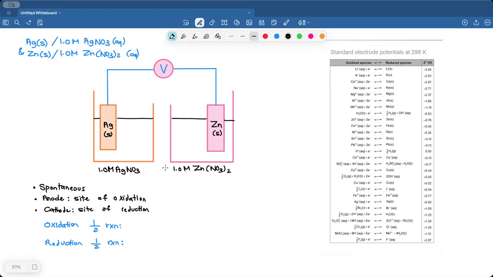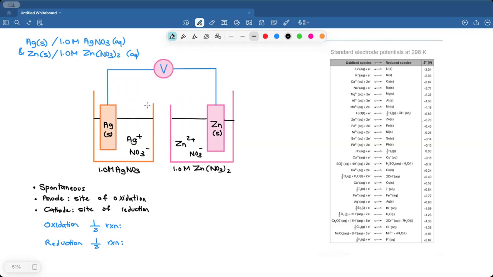Now on each beaker, on each side, we'll have the electrolyte, which is the solution. So for this example, I'm using Ag solid and AgNO3 solution. And on the other side, I'm using Zn solid and Zn(NO3)2 solution. So basically my electrode on the left-hand side is Ag solid. The electrolyte is made from Ag positive and NO3 minus. On the right-hand side, my electrode is Zn solid, and the ions inside the solution are Zn2 plus and NO3 minus.